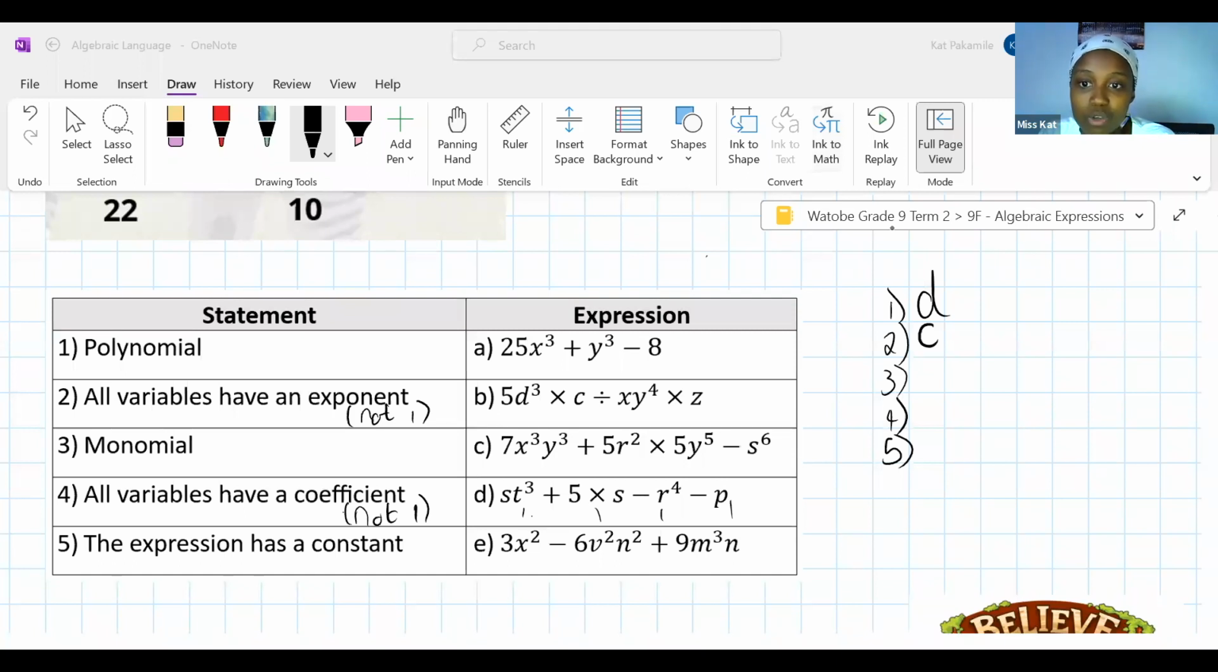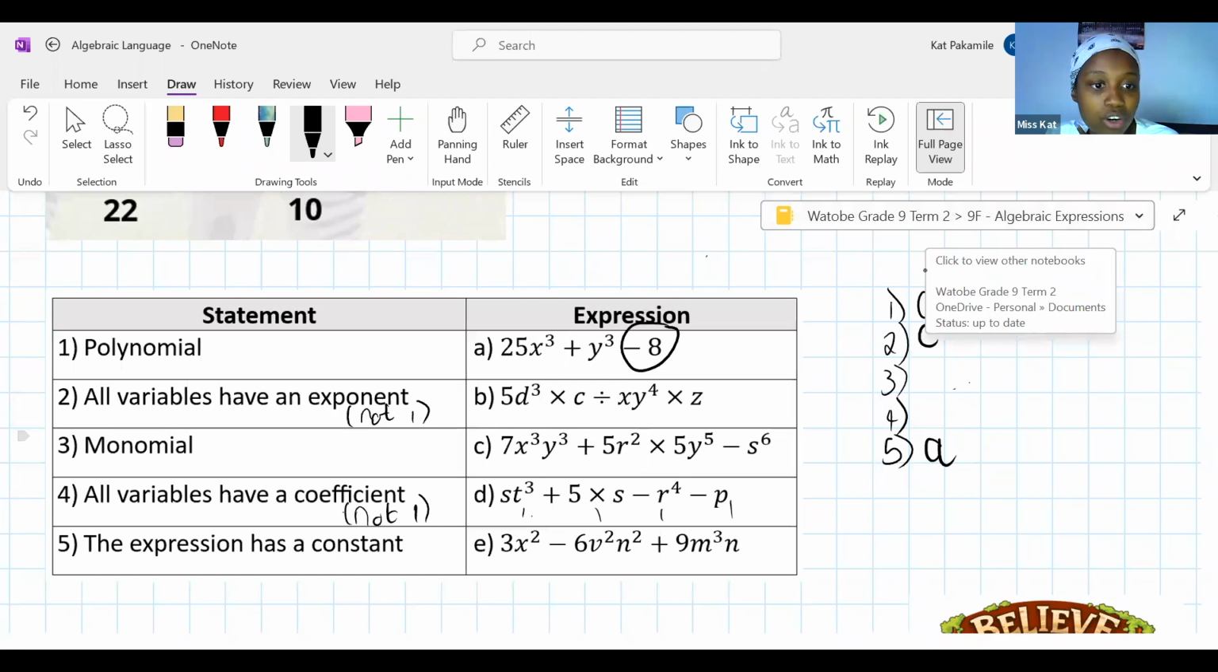Okay, hands have vanished, so I'm gonna go to the chat. There we go. Tepiso's hand went up. Hi, Tepiso. Hi, ma'am. What answer do you have for me? A goes with number 5. The expression has a constant, and it does, which is -8, which would be correct. Thank you very much. A goes with 5. Any other hands? Amashe's hand is up. Hi, Amashe. Let's hear what you got. I'm saying 3 goes with B, a monomial. Let's check. We have times and divide. That would be correct. 3 goes with B.